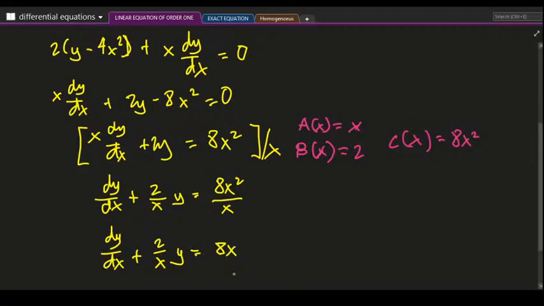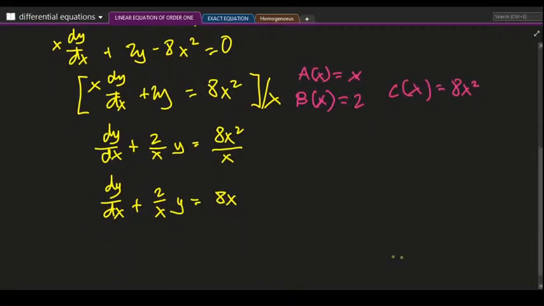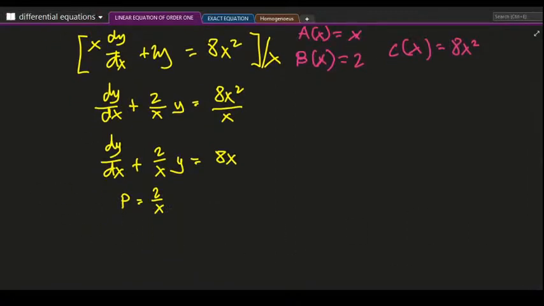So now we have arrived in the form in which we could get our integrating factor. So our p of x here is our 2 of x. So p is equal to 2 over x. Okay. So getting the integrating factor is equal to e raised to the power of the integral of p dx. So we have e raised to the integral of 2 over x dx.